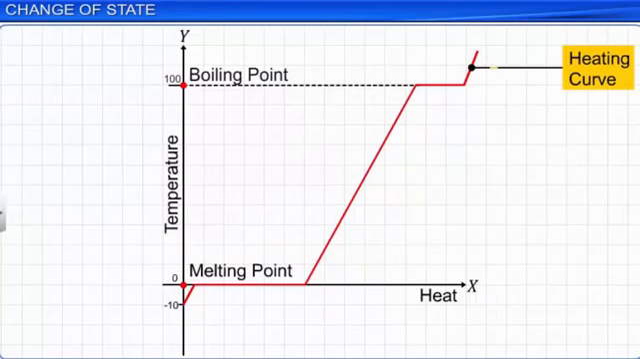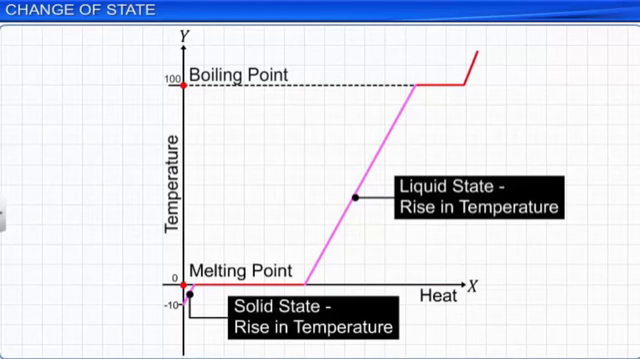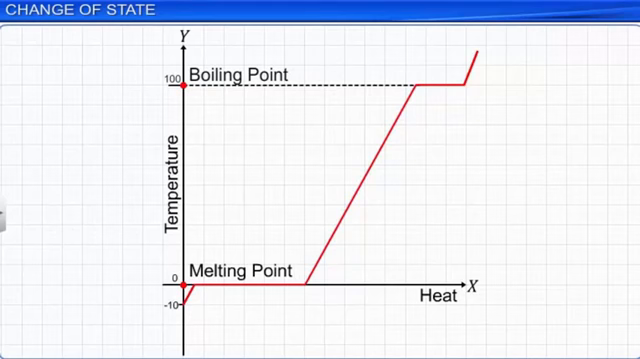Some parts of the curve are parallel to the x-axis, and some of them are inclined. The inclined portions of the graph correspond to a particular state of the substance. The slopes of the inclined portions are not equal. This means a substance will have different specific heat capacities in different states.